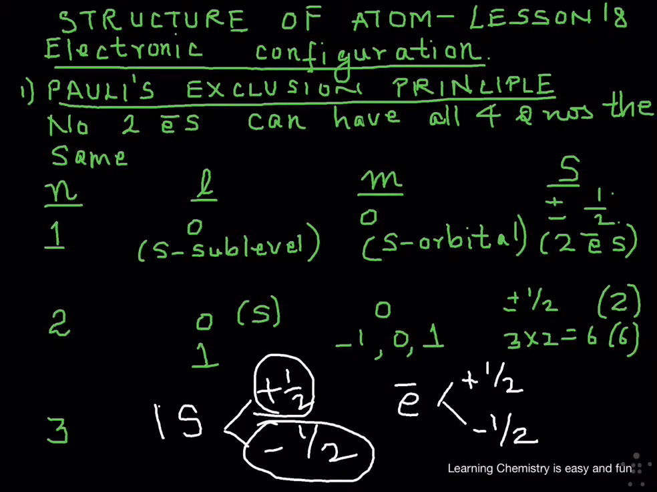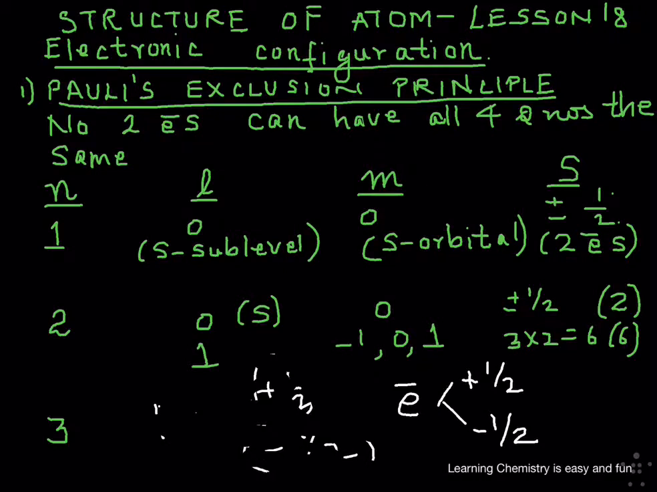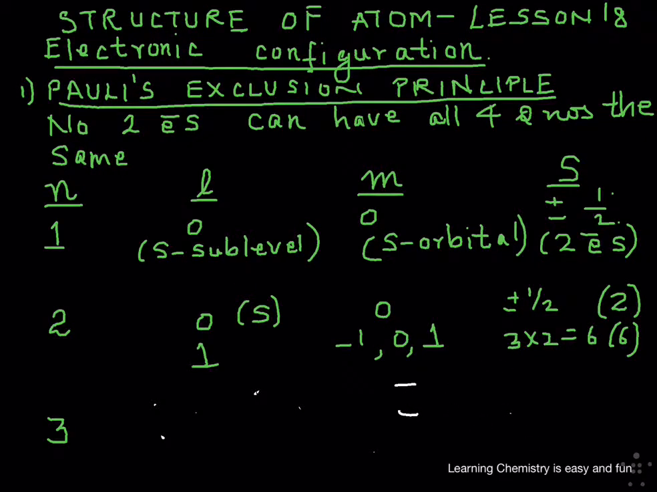Come to the second part now. When we are talking about the second energy level, here the value of n is 2. Can you try and list down the values of l and m without seeing what is listed over here? Go ahead and give it a try. It will be helpful if you recall what we have done in lesson number 17.